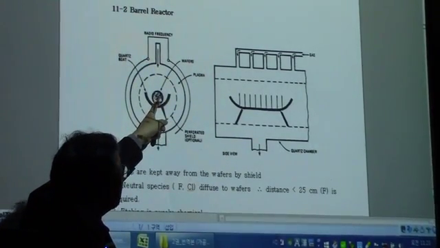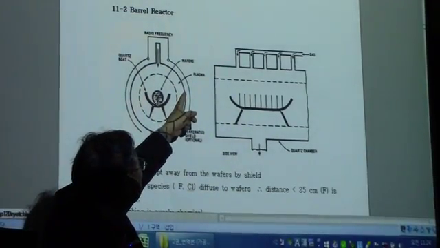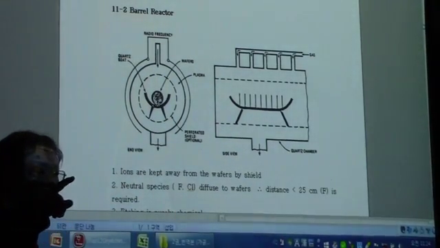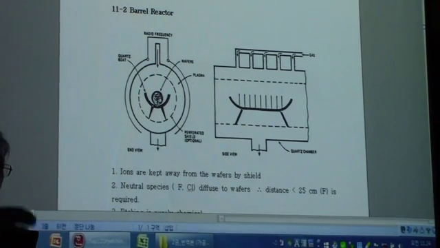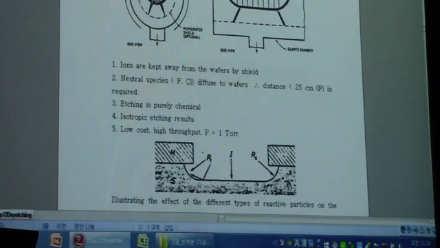You have the wafer at the center, and then you form a plasma, and the distance between the plasma and the wafer should be less than 25 centimeters because of the lifetime. If it is longer than that, you are not going to have any etching with this barrel type reactor. Ions are kept away from the wafer by the shield. Neutral species diffuse to the wafer, and as we have estimated, 25 centimeters.